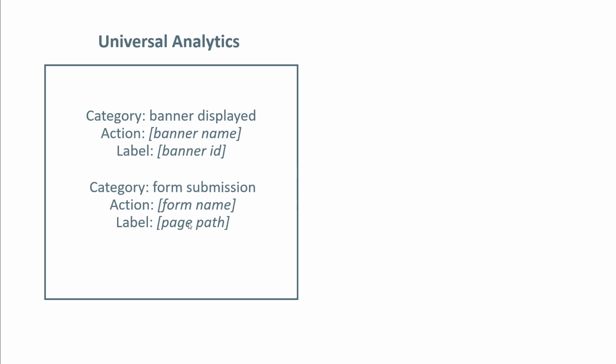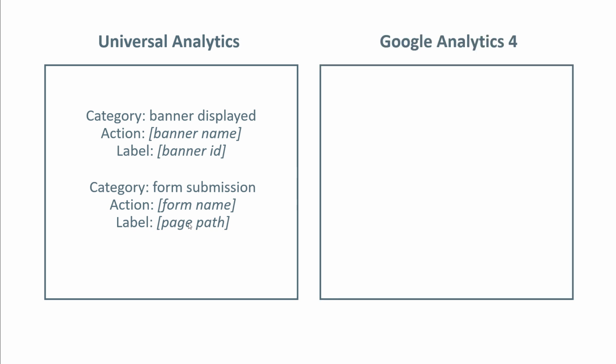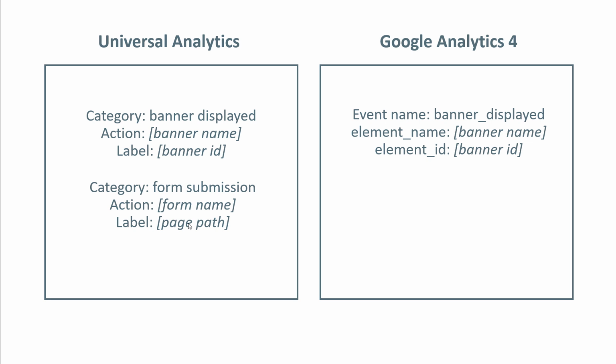So instead of just blindly migrating event category, action, and label, here's what I would suggest. But again, this is not set in stone, and you are in charge here, so you make the final decision. But personally, here's what I would do. In case of banner displayed, I would have event name, which is banner displayed. And here I would have element name that describes the name of the banner. Then I could also send the element ID, which means the banner ID.